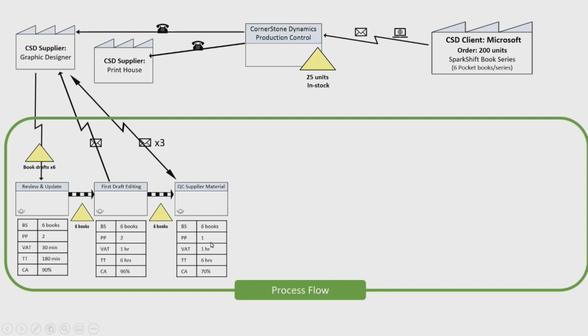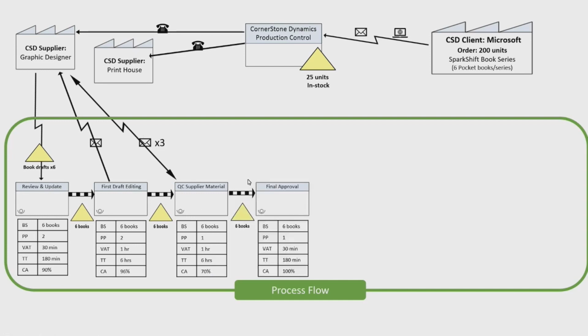So for those 6 books, one person is doing the QCing, which is quality control. It takes them about 1 hour per book, 6 hours in total, but we're finding the accuracy is only at 70%. So there's a lot going on here. Once we're comfortable, we then push it over to final approval. So this is where we have one person at Cornerstone Dynamics looking, approving, and giving it a 100% thumbs up, we're good to go. And that's when we send our email with the material attachments to the print house.